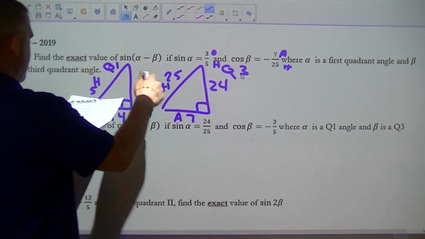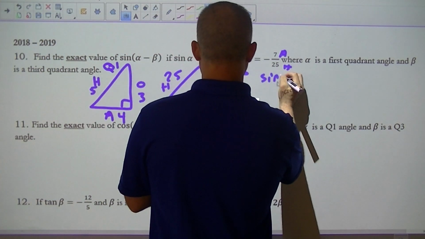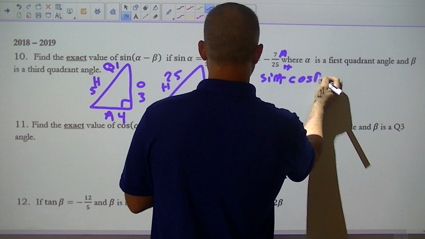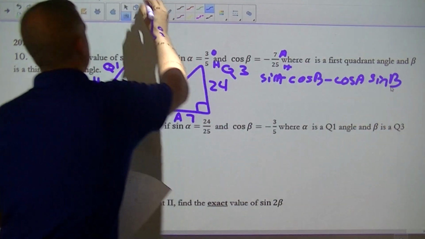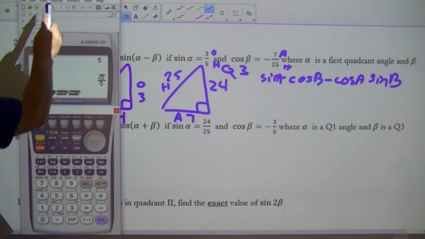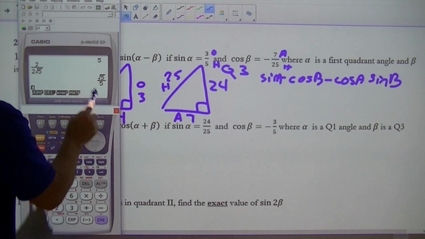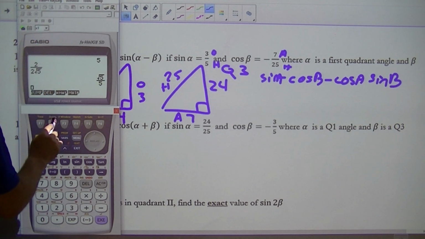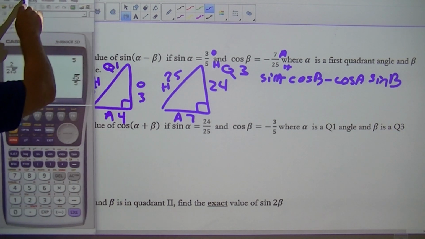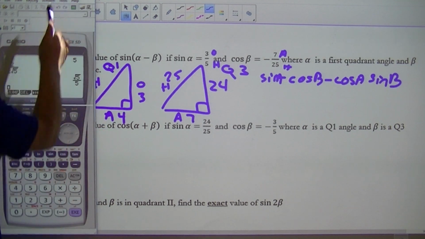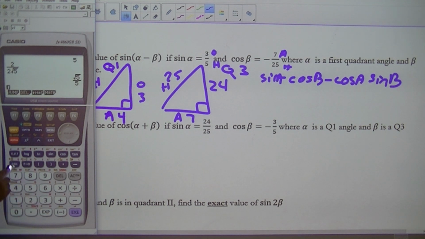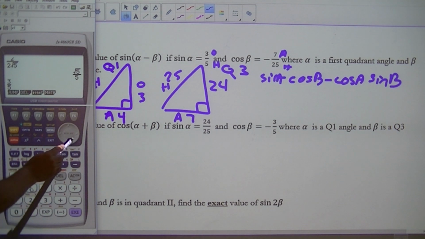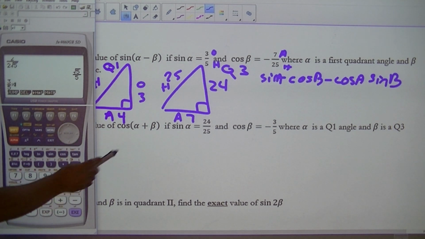So if I look at sine A minus B, that's going to be sine A cosine B minus cosine A sine B. Now all I got to do is put in the fractions. Okay? So for sine A, I'm going to look at the A triangle. The A triangle, sine would be 3 over 5. And since that is in quadrant number 1, it's going to be positive, times cosine of the B triangle.